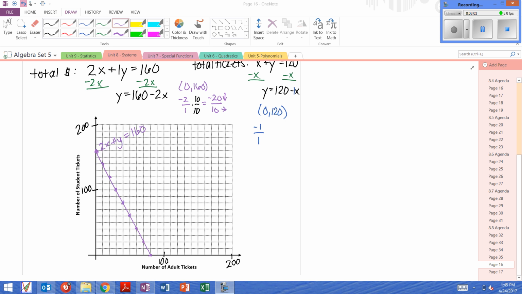Let's do the same thing with total tickets. And I'm noticing right away that my slope is negative 1 over 1, something I don't want to work with. So let's again multiply by whatever we're counting by, which is 10. So negative 10 over 10, or down 10 to the right 10. And it looks like here we're starting at 120. So down 10 to the right 10, and so on and so forth, until we've covered our entire graph. So here we have it. Notice how we used a straight edge and we labeled.